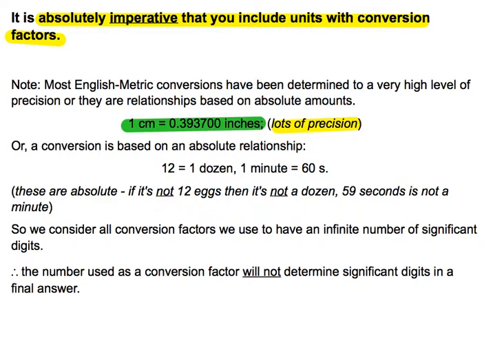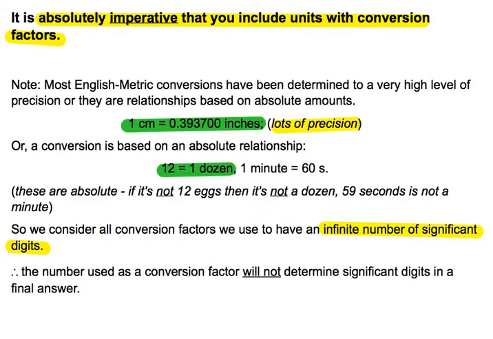The other thing is, a lot of these relationships are absolute relationships. So 12 eggs, or 12 is 1 dozen. If you have 11 of something, you don't have a dozen, so you wouldn't use that conversion factor. If you have 49 seconds, then you do not use the relationship 1 minute equals 60 seconds. So these absolute relationships also do not set significant digits, because absolute relationships have an infinite number of significant digits.